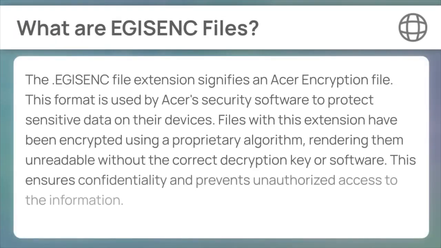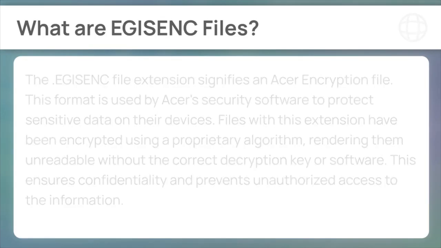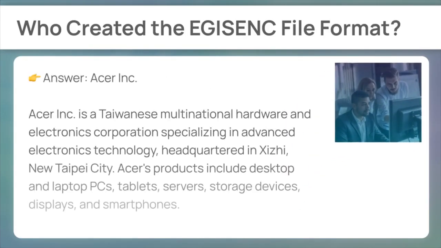The EGISENC file extension signifies an Acer encryption file. This format is used by Acer's security software to protect sensitive data on their devices. Files with this extension have been encrypted using a proprietary algorithm, rendering them unreadable without the correct decryption key or software. This ensures confidentiality and prevents unauthorized access to the information.